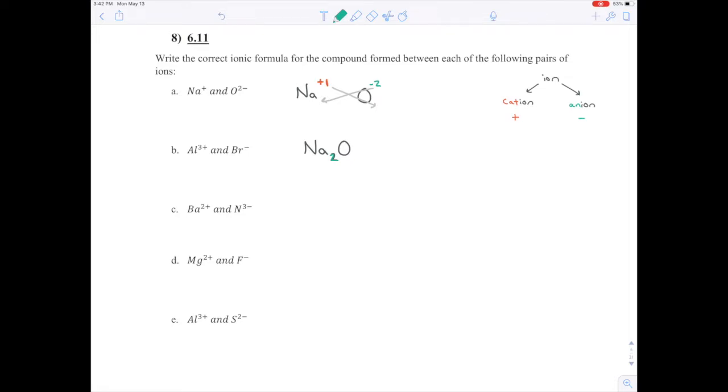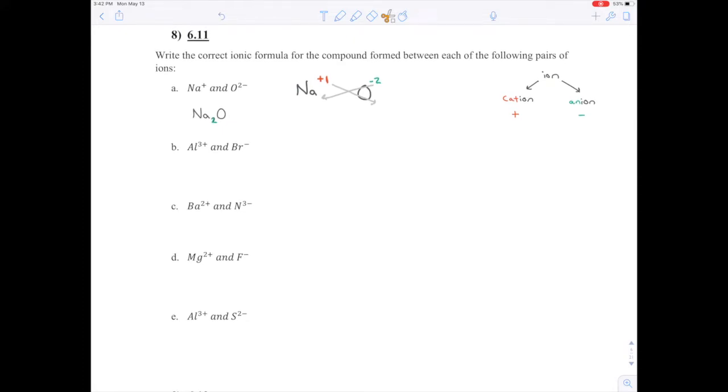So that the number at the top of one goes at the bottom right of the other when they come together to form a compound. And that will make sure that the charges add up to 0, so that the molecule is not sticky anymore. So this here would be the correct ionic formula for the compound formed between Na+ and O2-.